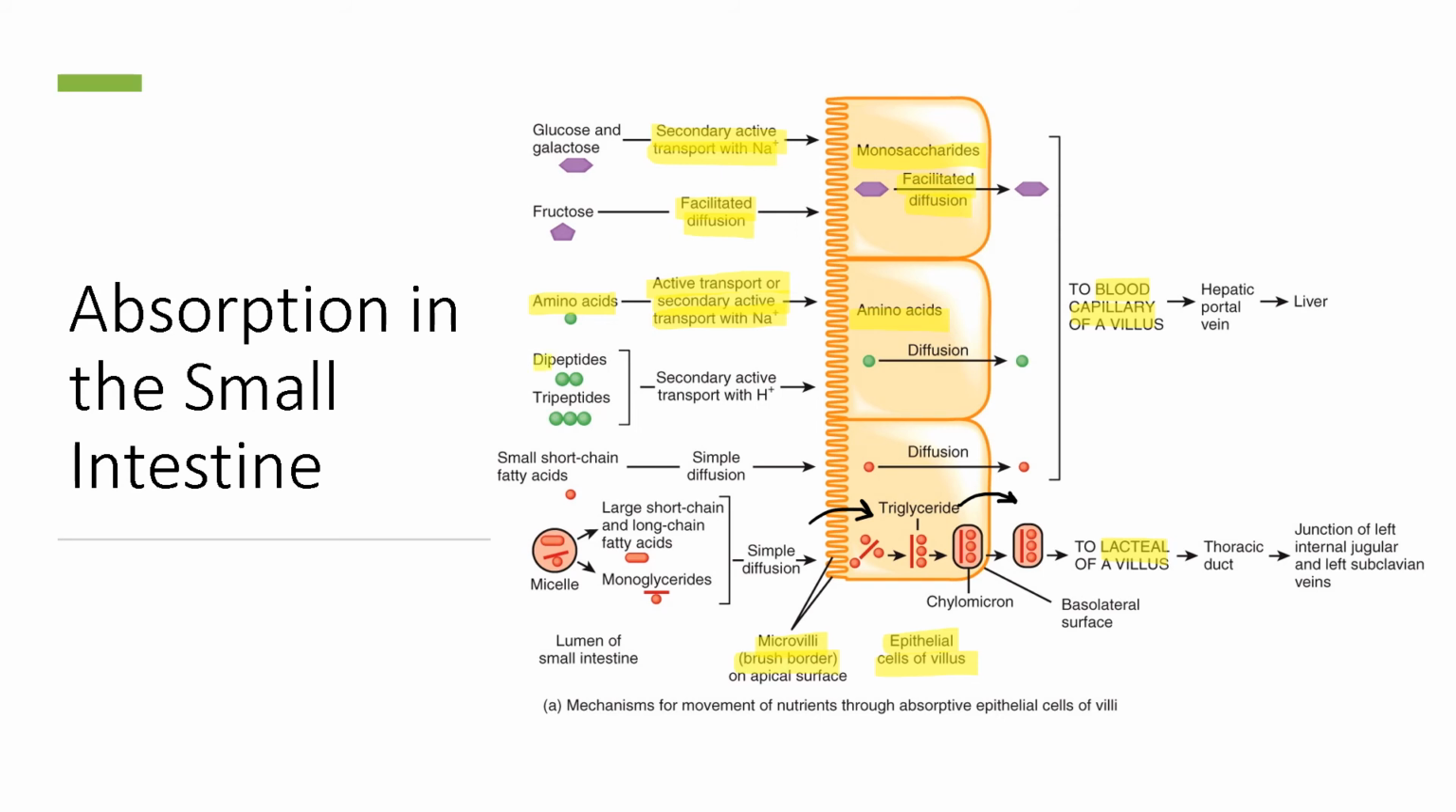Sometimes dipeptides or tripeptides can diffuse into the epithelial cells, or the absorptive cells, by active transport, but the most common is going to be the single amino acids. Now the smallest unit of proteins, the amino acids, will then move out of the absorptive cells by diffusion and then enter into the blood capillaries of the villus.